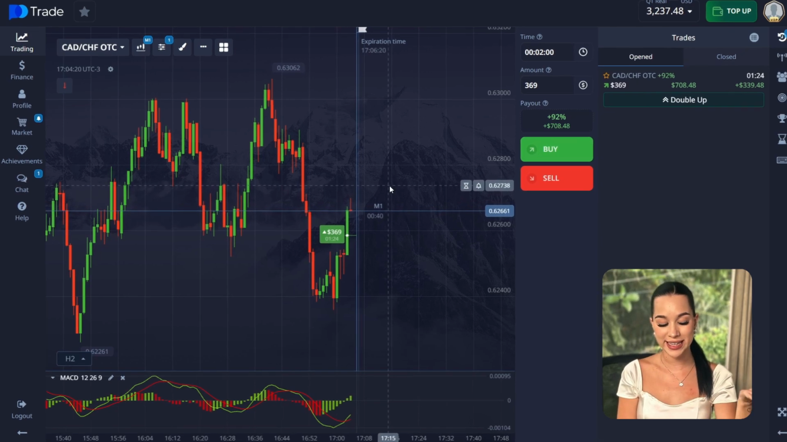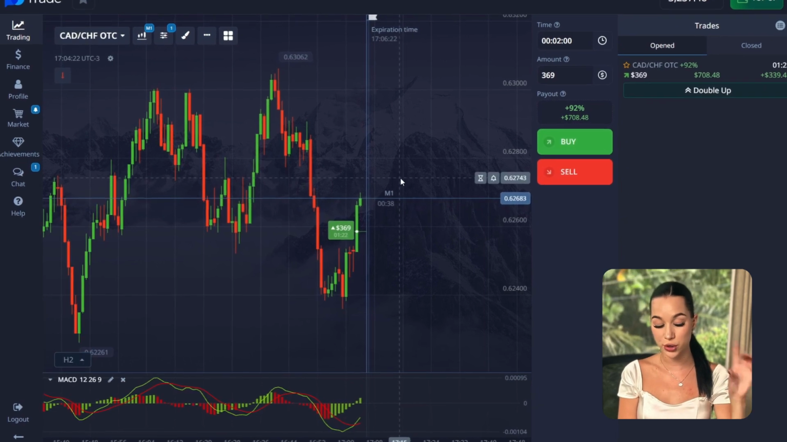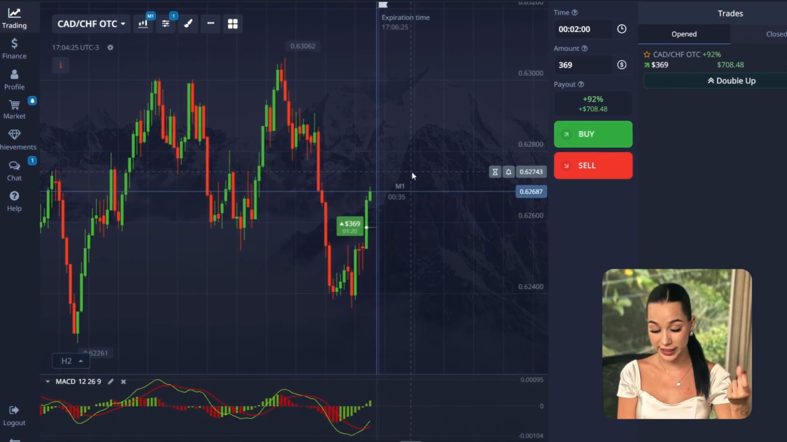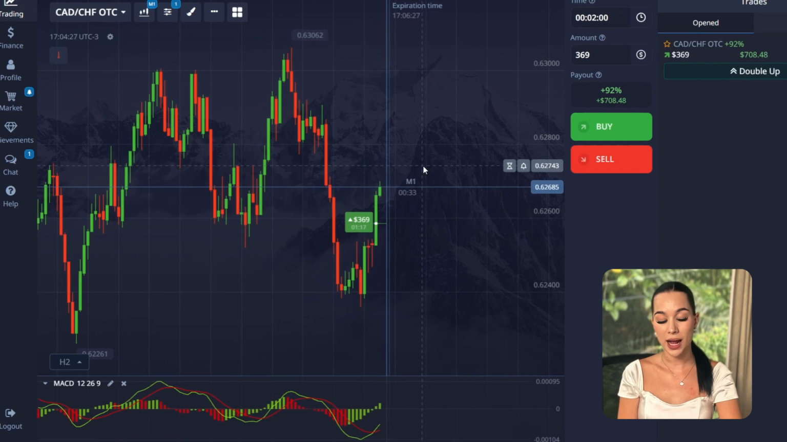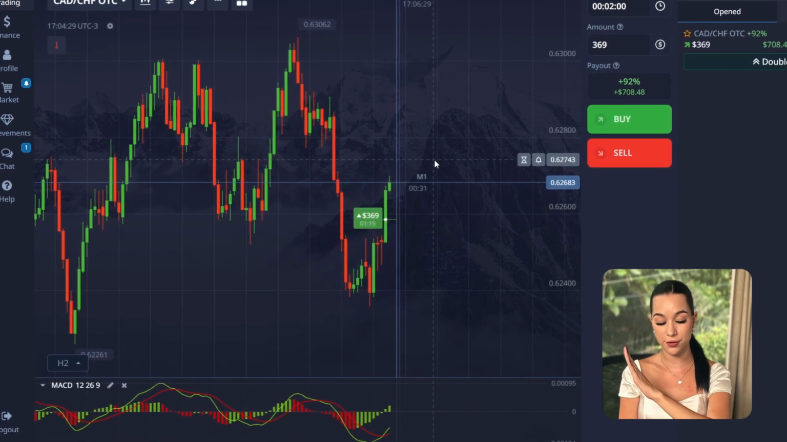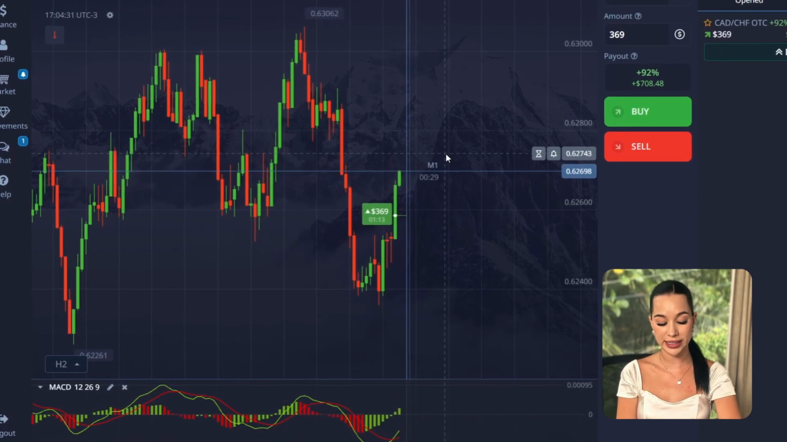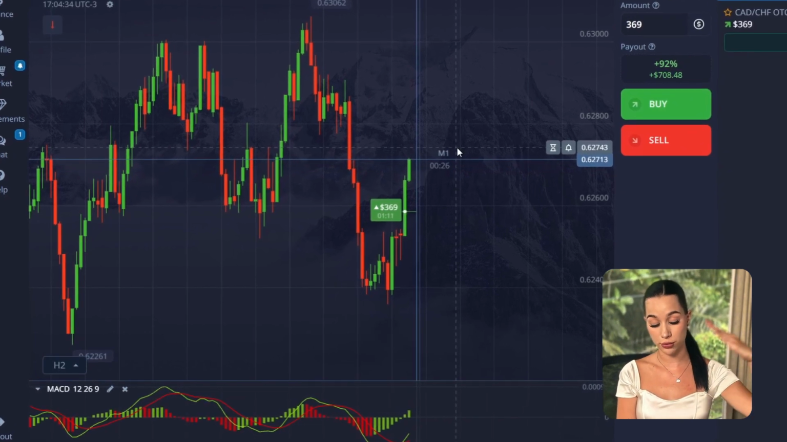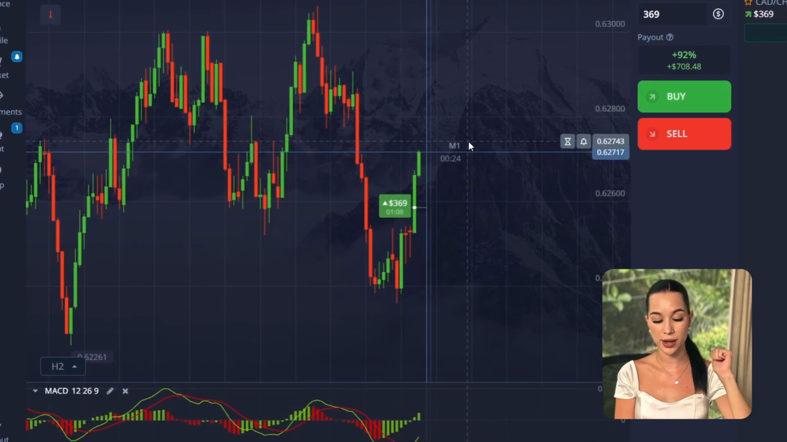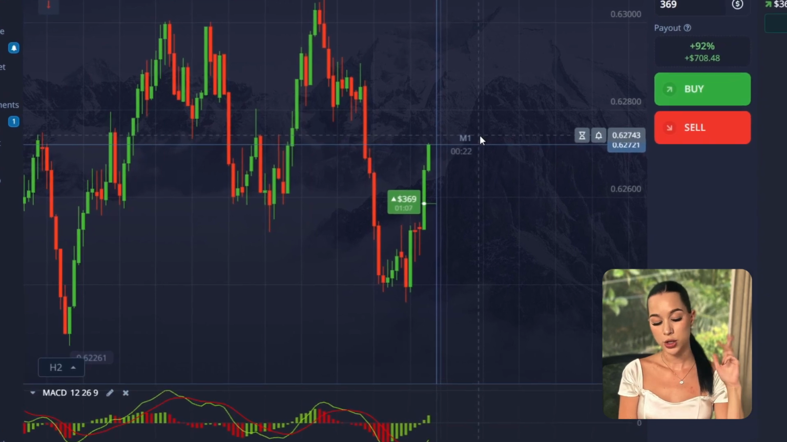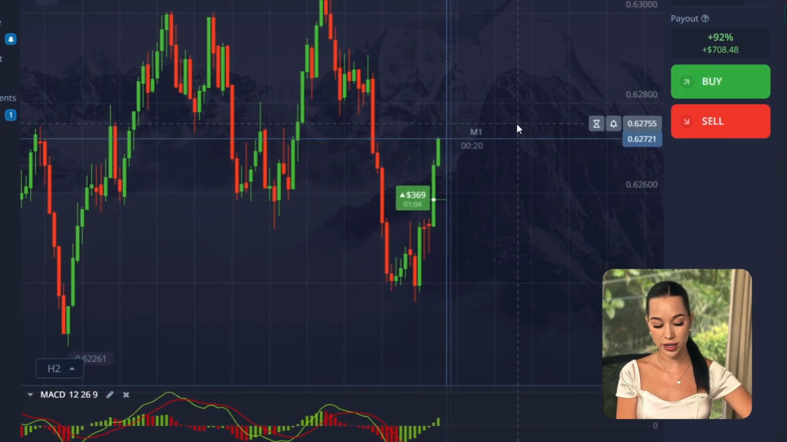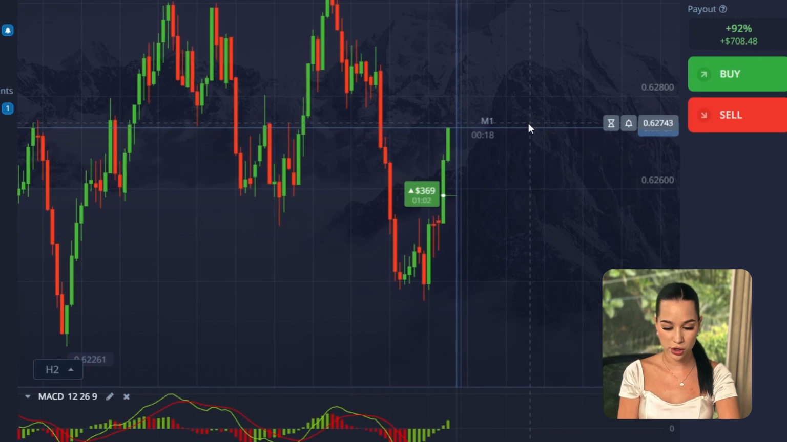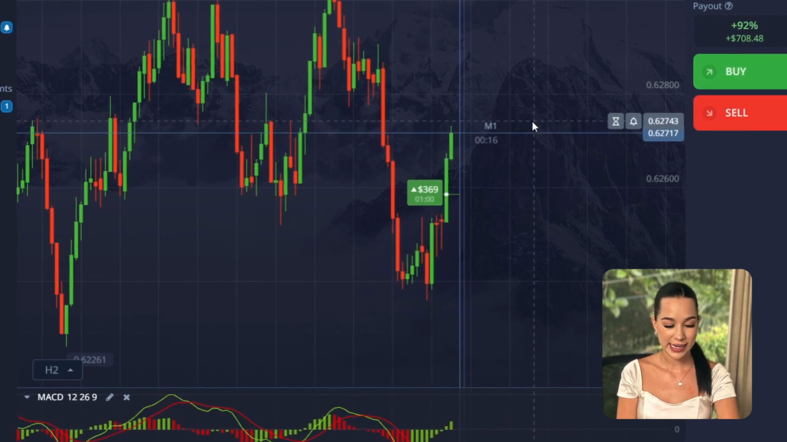On the MACD indicator, we can see that the last pin bars on the histogram are green, and they already intersect the zero level and are going higher and higher. Now the last pin bars are above our zero level, so it's a really strong buy signal. Also, the two lines of MACD crossed each other and are going up in the same direction, so it's also a pretty strong buy signal.